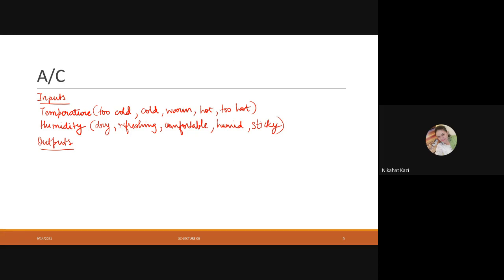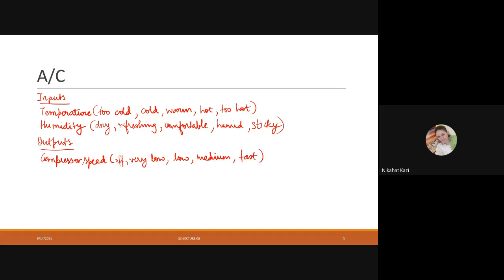So if temperature is hot and humidity is humid, then the compressor speed. Let us write the outputs. The compressor speed could be off, very low speed, medium, or fast. This is up to you how you write these things.